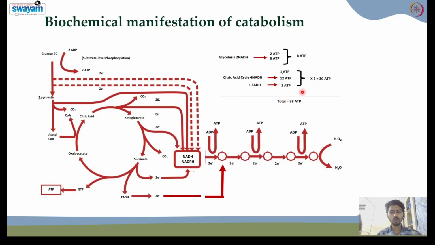So totally how much? 8 ATP from the glycolysis cycle and 30 ATP from the citric acid cycle. So eventually we will be getting 38 ATP molecules from oxidizing a single glucose, which is a 6 carbon compound. And this is how the whole catabolism event occurs in the glucose molecule.